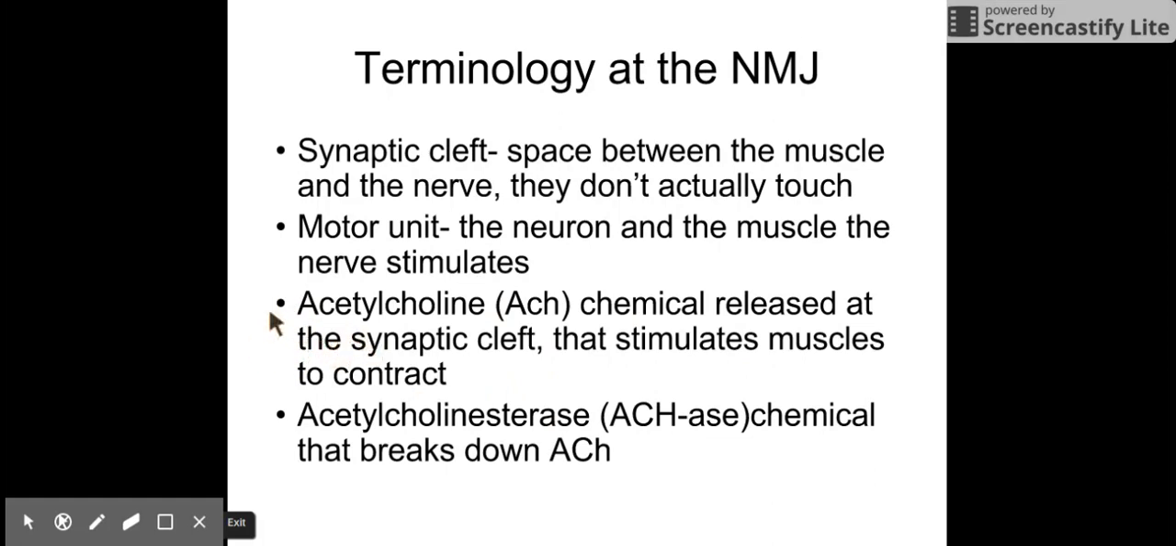This is the neurotransmitter that stimulates muscles to contract. Please remember that. That will be on your test. You will need to know acetylcholine. And you will probably need to know that it's found in all animals, including sponges.